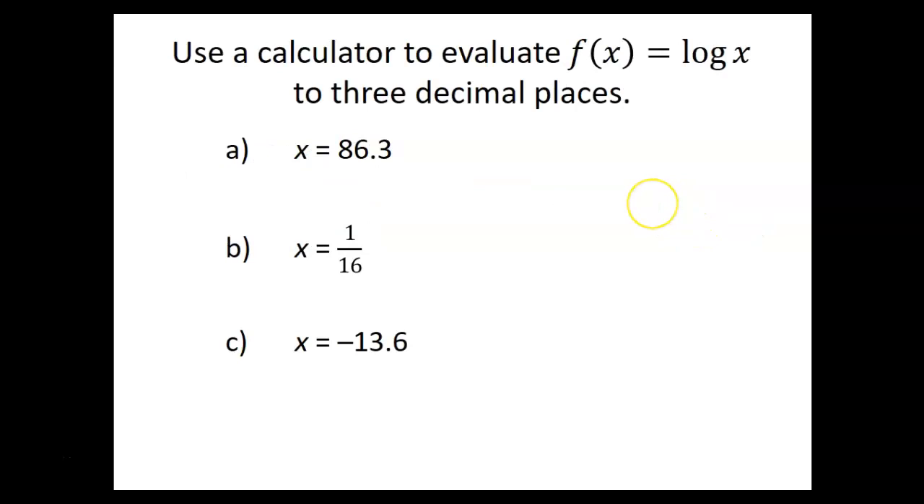Now here are some that we do need a calculator for. So get your calculator and play along. Punch these into your calculator and make sure you get the same numbers that I do.